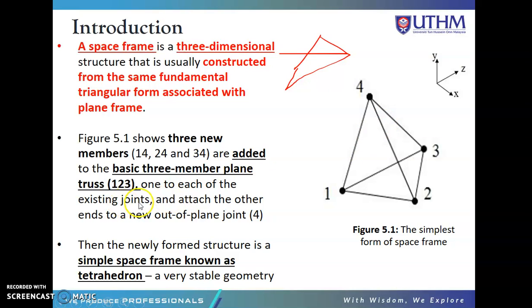Okay, one to each of the existing joints and attach the other end to a new out of the plane joint 4. Okay, kalau awak nampak ini adalah dia punya planar plane frame. Okay, so akan ada new joint here, which is out of the plane. Okay, so this is the simplest form of the space frame. Then the newly formed structure is a simple space frame known as tetrahedron. Okay, this is called a tetrahedron, which is a very stable geometry.